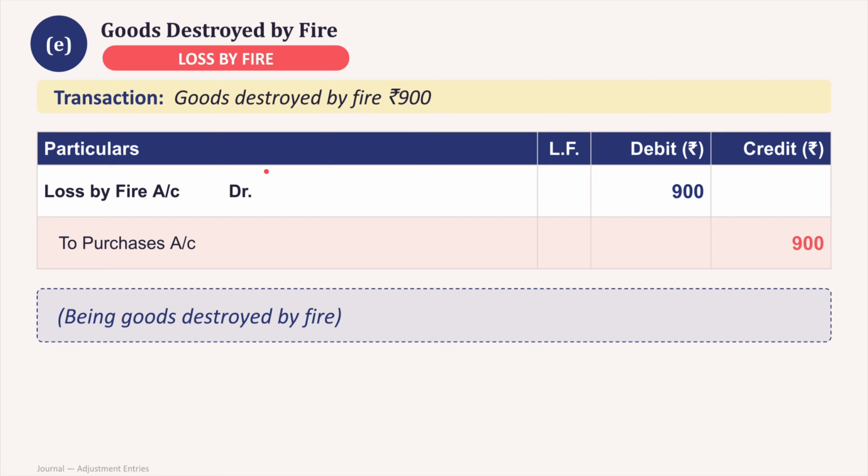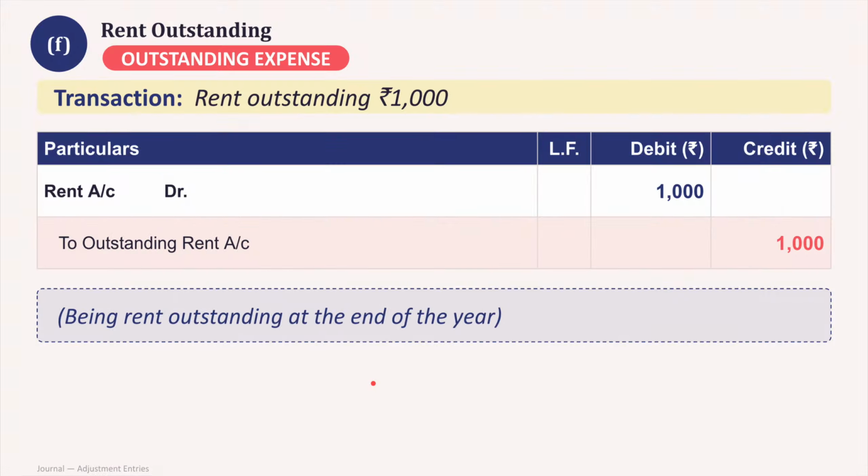Next, loss by fire. Goods destroyed by fire 900. So loss by fire, it's a loss. The name is very clear. So all the losses and expenses have to be debited. So we will debit that, and since goods are involved, we will credit purchase because there is a reduction in the value of goods, which is an asset. So we will credit purchase account. So the journal entry will be loss by fire account debtor to purchase account. So being goods destroyed by fire.